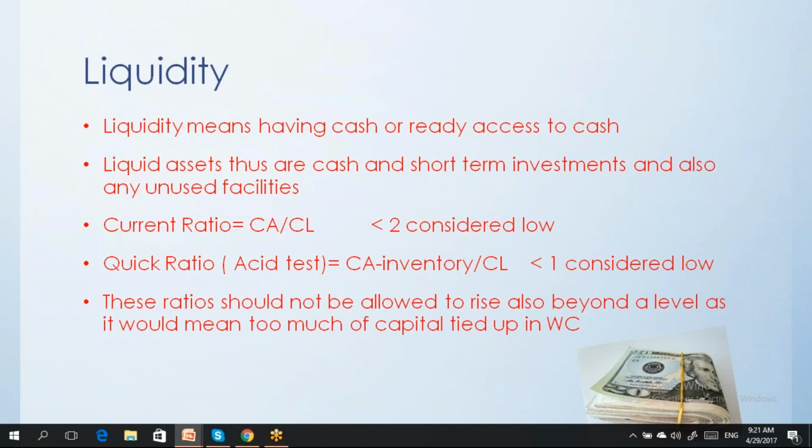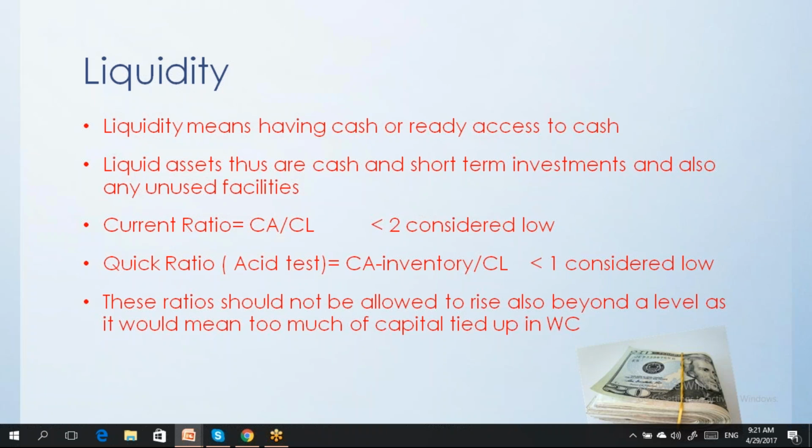Therefore, there again it was thought 1 is the minimum you should have. And generally anything below 1 is considered high risk, bad. But again, you have to be cautious. You must compare the industry. You must see the industry standard and see whether this has any meaning.